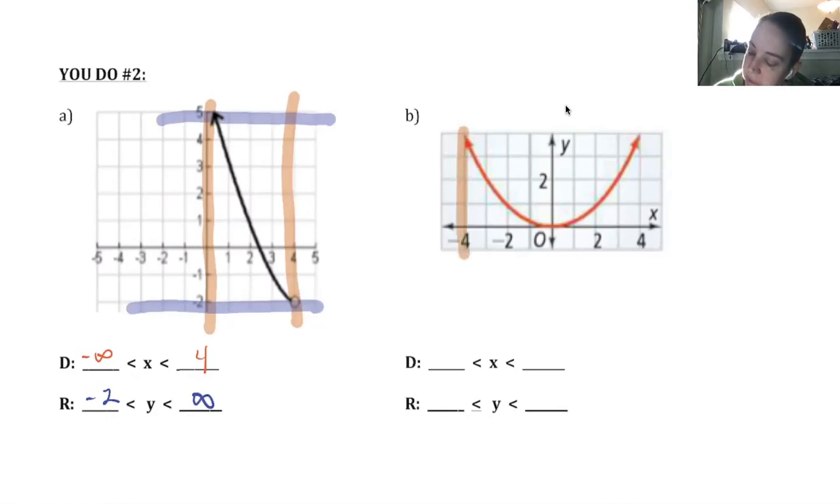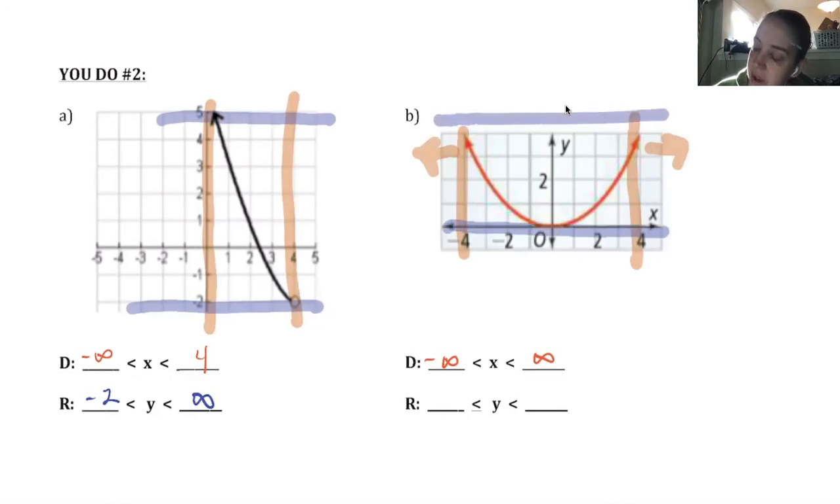Now my left is over here, but again, there's an arrow that keeps going forever. And on the right, there's an arrow that keeps going forever. So we're going to say this one goes from negative infinity to infinity. And my range, as low as it goes is down here, and as high as it goes is up here, but again, that has those arrows. So I'm going to say 0 all the way up to infinity. There you go. So those take a little bit of practice.